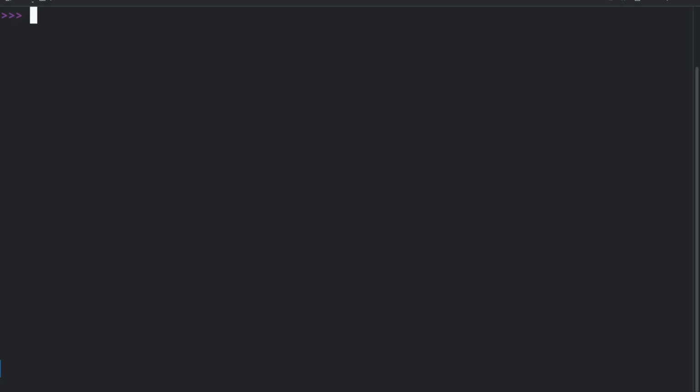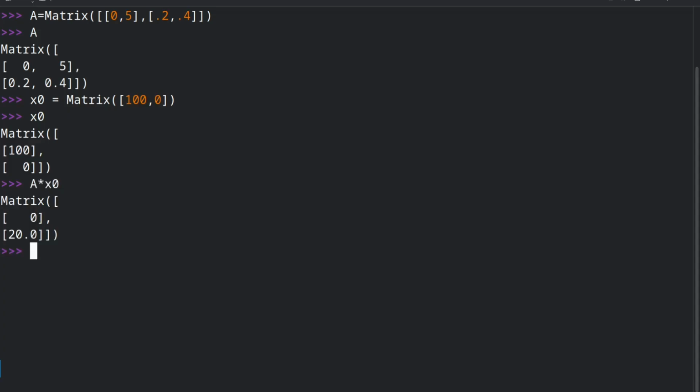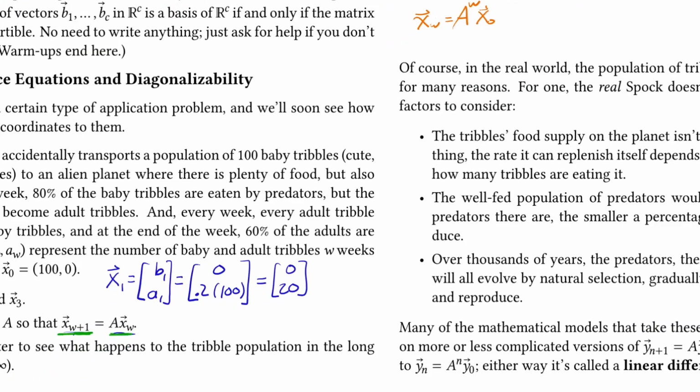I know we are not really using any software in this class, but this is what it looks like when you use Python with SymPy loaded. We're going to say A is a matrix with one row that is 0, 5, and another row that is 0.2, 0.4. And then x0 is a matrix with 2 rows and 1 column. So I can just write a times x0 here, and we get 0, 20. That was the x1 we got before, right?